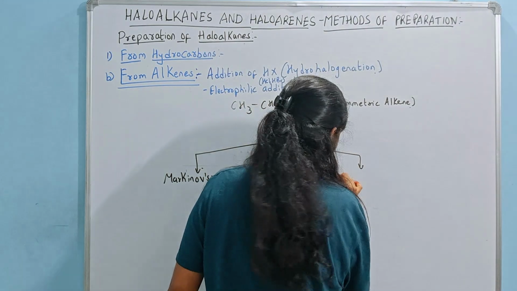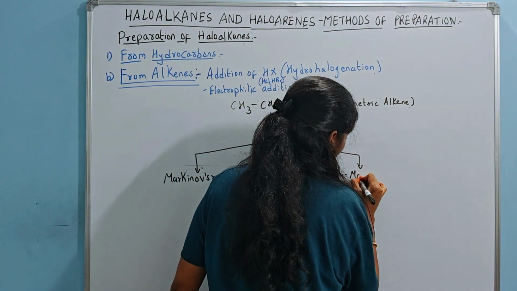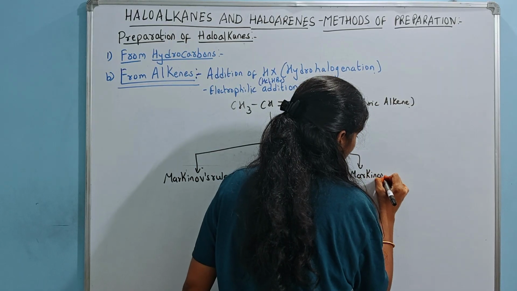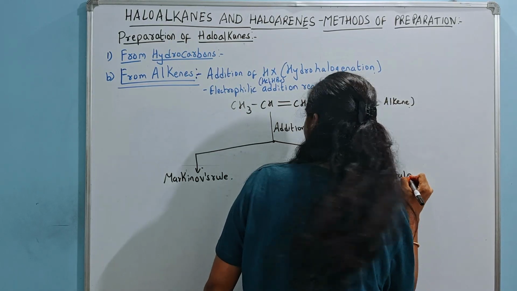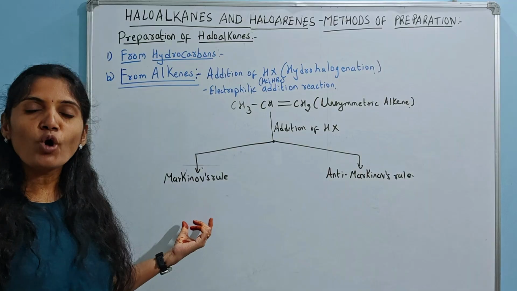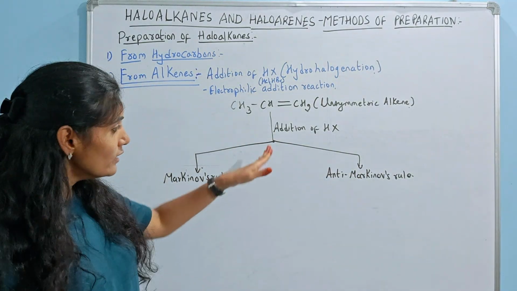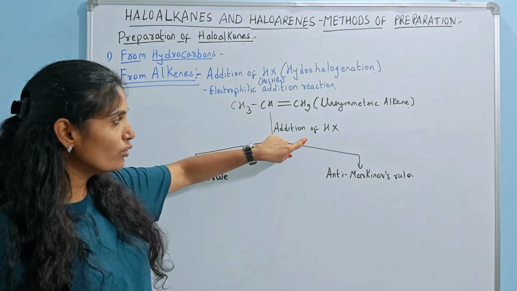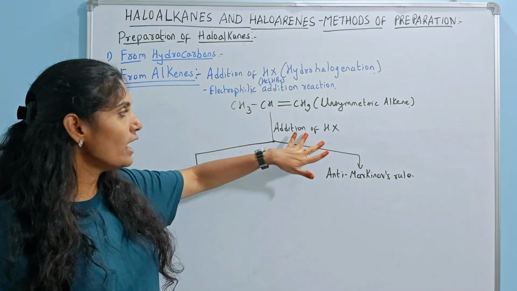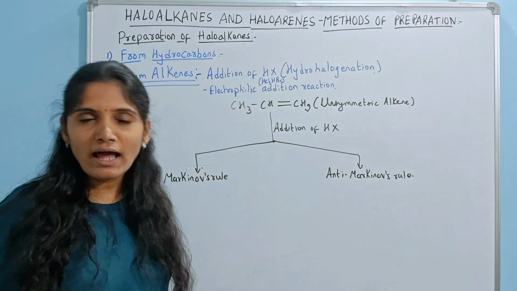Okay, the other rule is the anti-Markovnikov rule. Now when we talk about these two rules, why are these two rules used? These two rules are used to decide the product formed by the addition of HX to an unsymmetrical alkene.